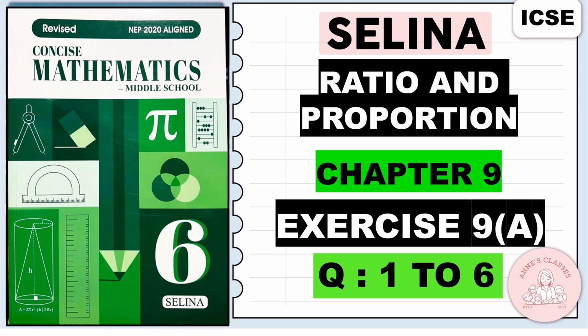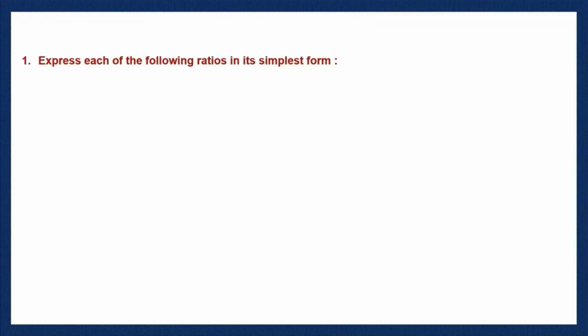Let's do ratio and proportion, chapter 9, exercise 9a. Question 1, express each of the following ratios in its simplest form. So the first question given to us is 4:6.